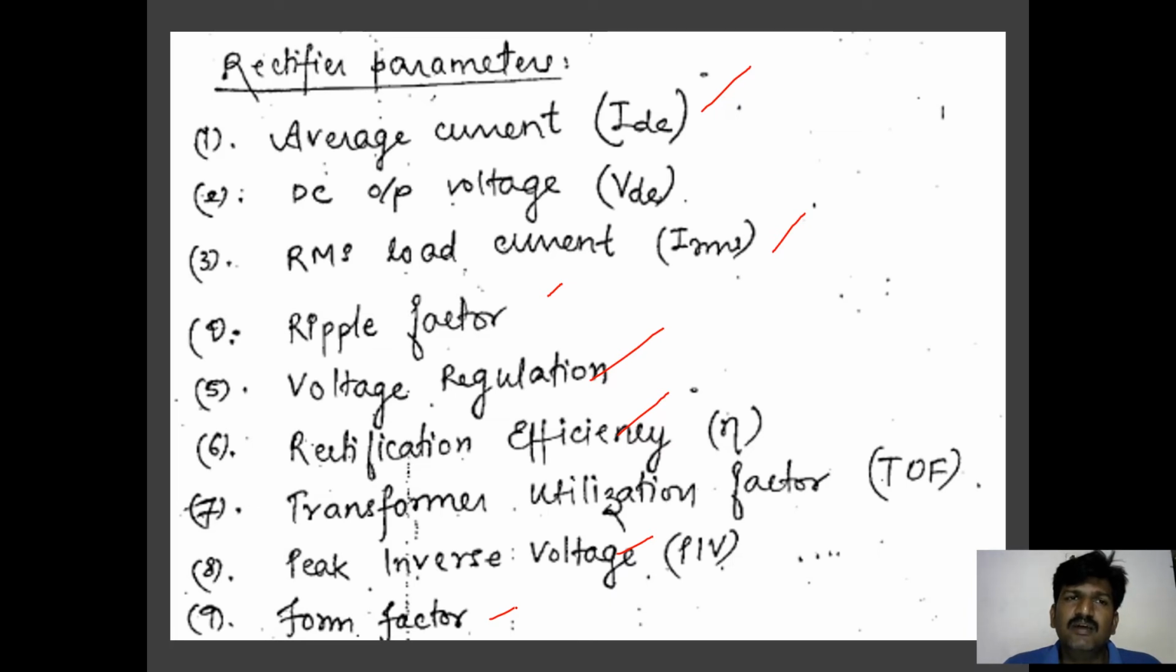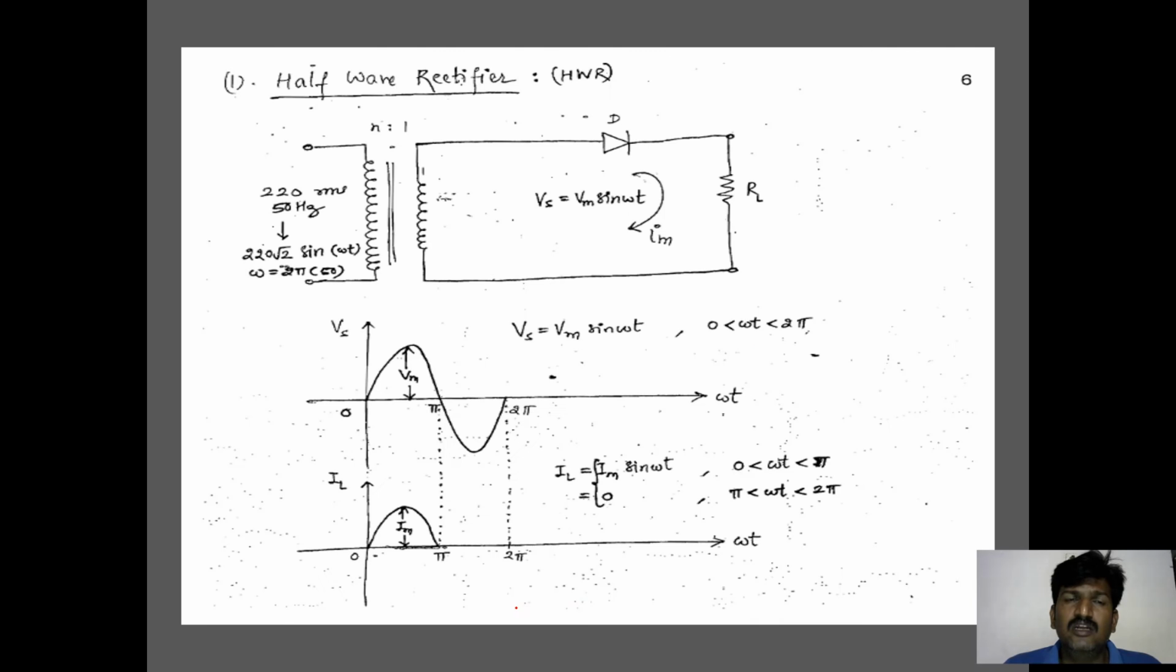At the same time, in upcoming classes these same parameters are also going to be discussed for the full wave rectifier, so we can compare these parameters between the half wave rectifier and the full wave rectifier. Let us look into this half wave rectifier. Half wave means half of the input signal is going to be rectified. Let me consider the diagram.